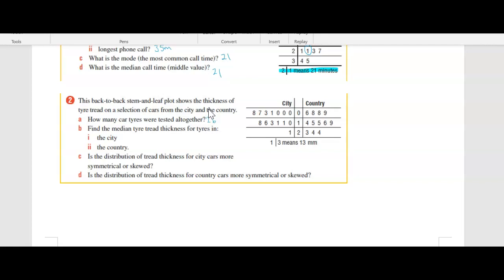Find the median tyre tread thickness for tyres in the city. Another way you can do it is to cross off 1 from each end, just making sure you choose the right end, until you get to the middle. I'm getting a little bit distracted because it's on the left side. So that is halfway between 10 and 11, which is 10.5.